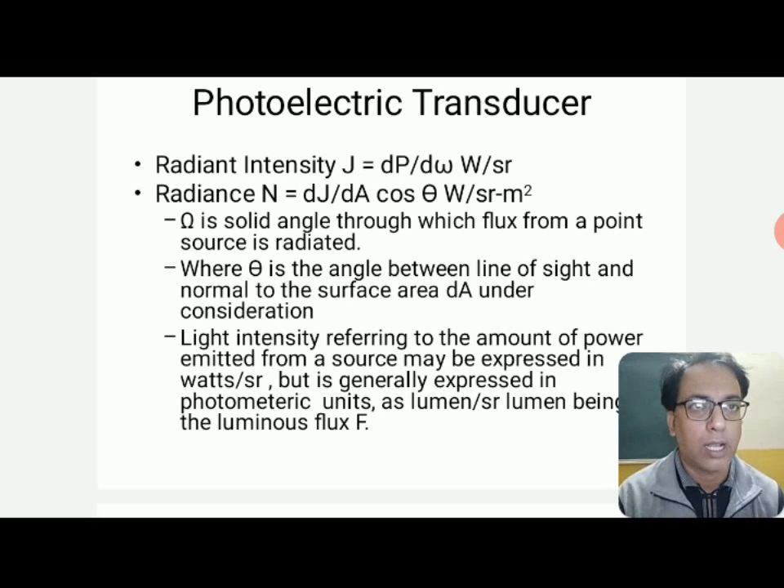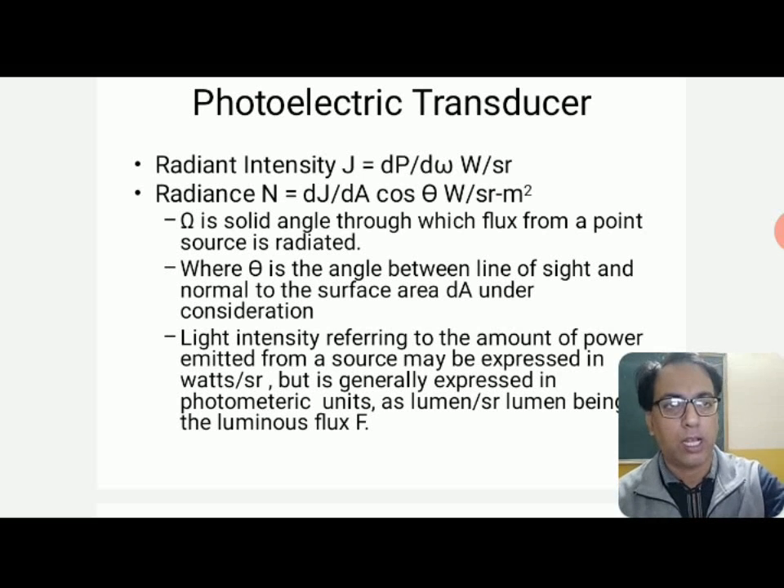omega is a solid angle through which the flux from a point source is radiated, where theta is the angle between the line of sight and normal to the surface area dA under consideration. Now, light intensity referring to the amount of power emitted from the source may be expressed in watt per steradian, but generally expressed in photometric unit as lumen per steradian, lumen being the luminous flux.